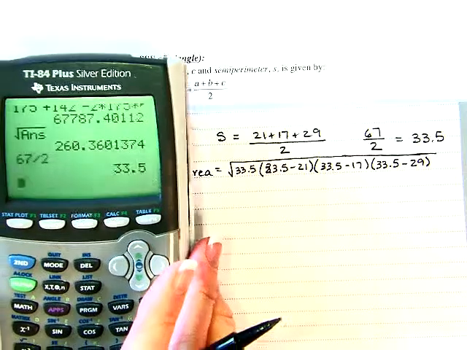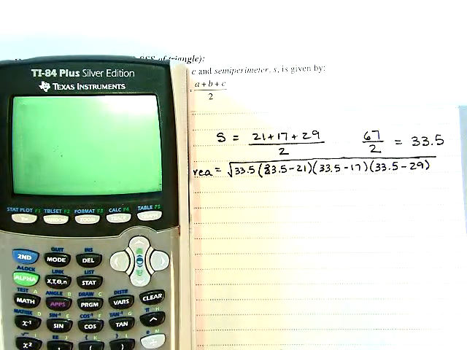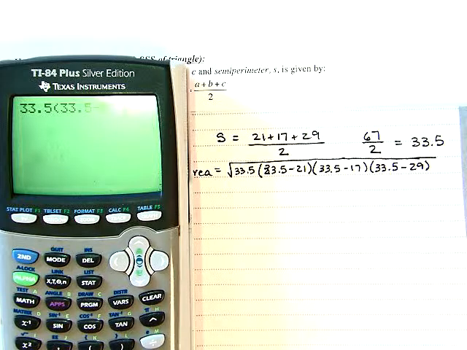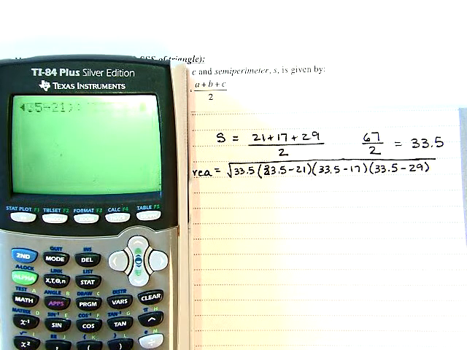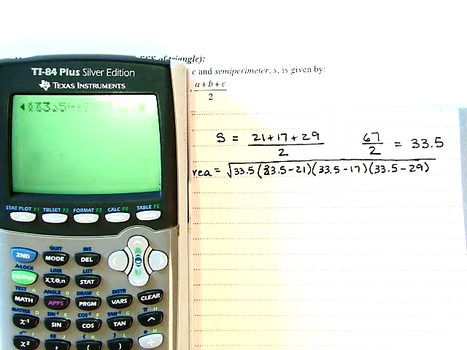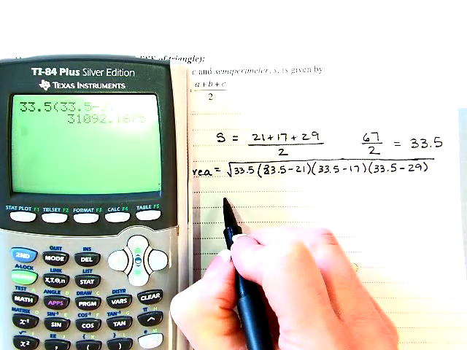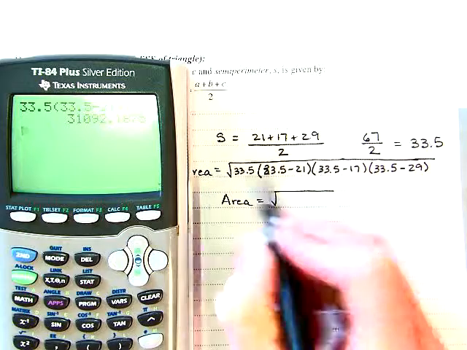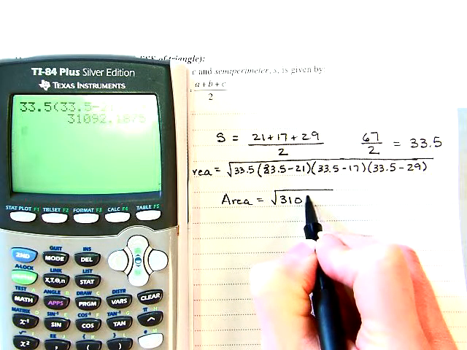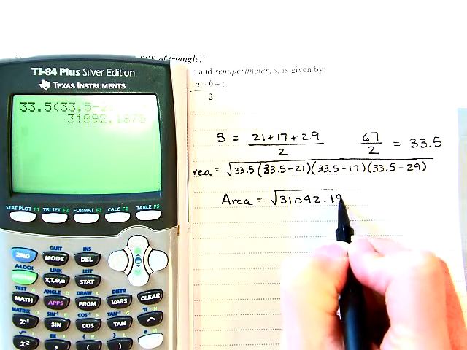All right, so grabbing my calculator, I'm going to clear that out. And again, I'm not going to do the square root part on my calculator, but I'm going to do 33.5, and then I'm going to put a parenthesis. Close that, open a new one. Close that one, open a new one. And now what I have is that product under here. So the area of the triangle right now where I'm at is the square root of 31092.19. I'm going to go ahead and round.